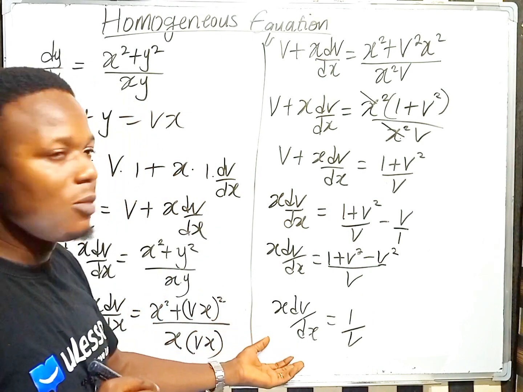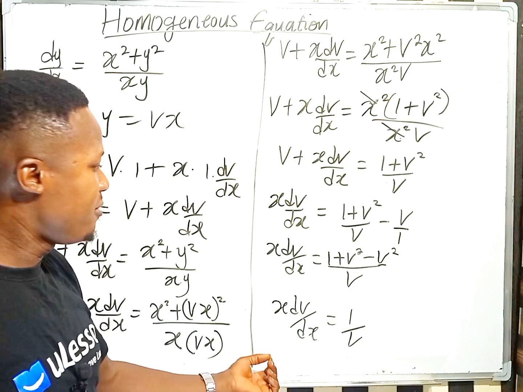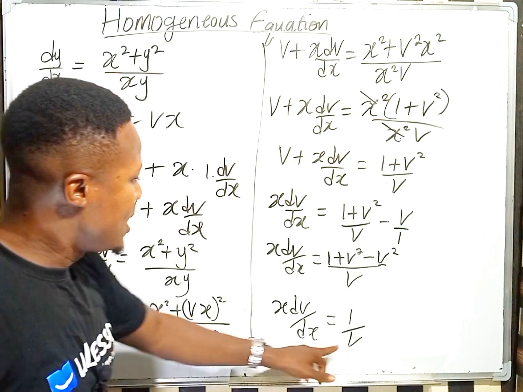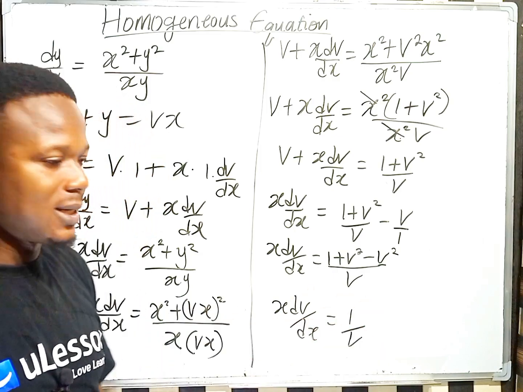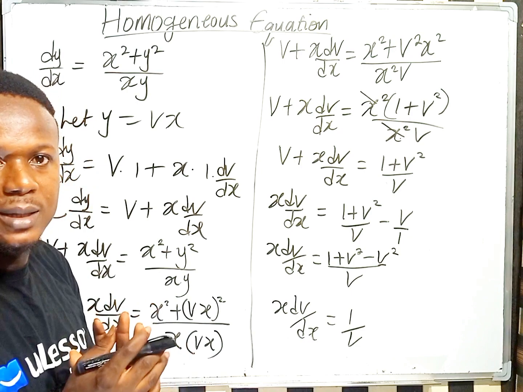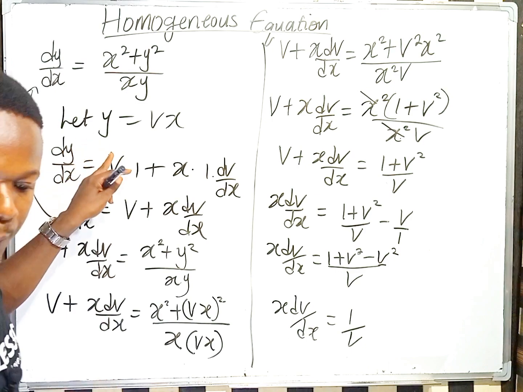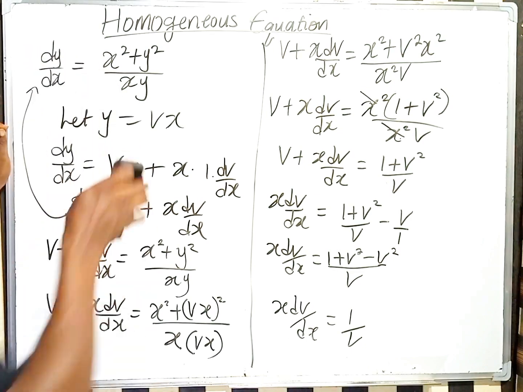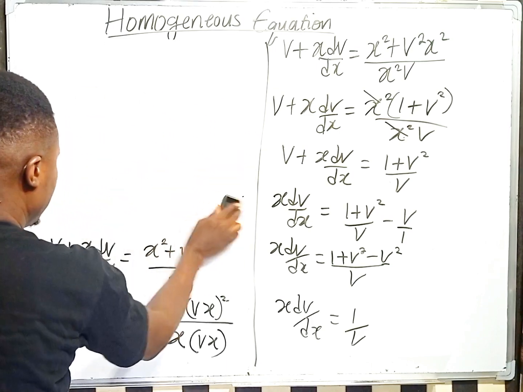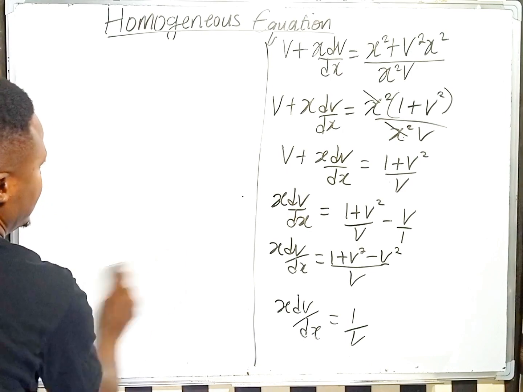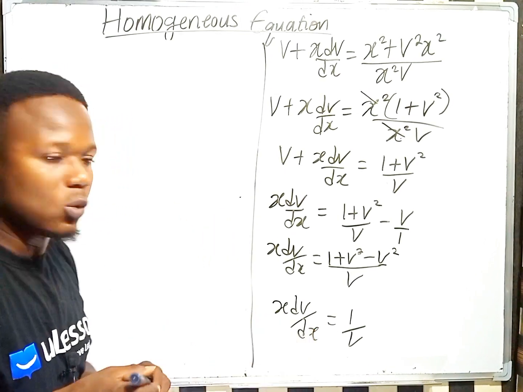You can see that this is almost becoming variable separable, right? Now, we need this v to be with dv so that this x can come to the right hand side. Once x comes to the right hand side, we are done. So let me clean this side for proper continuation. Okay, so to continue solving this, we have x dv/dx equal to 1 over v.